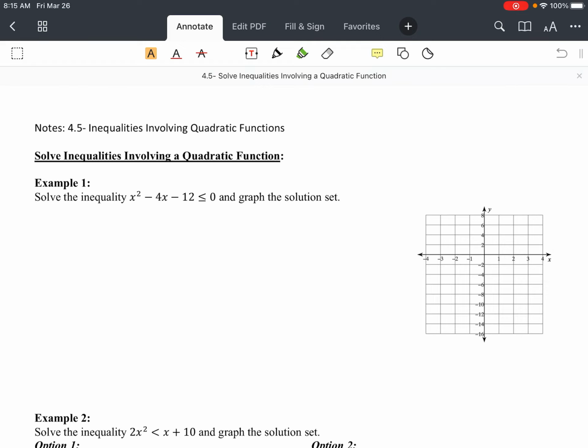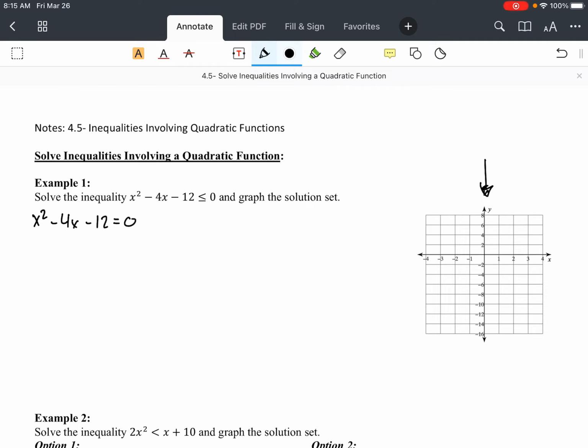Okay, so to start off, we need to go ahead and pick out some information about this. So I want to be able to graph this on the plane over here. Okay, so we're going to first of all try to graph this. To do that, let's pretend that all we're dealing with is x squared minus 4x minus 12 is equal to 0. So we'll ignore the inequality for right now. Okay, so if this is the case, we're going to pick out some information.